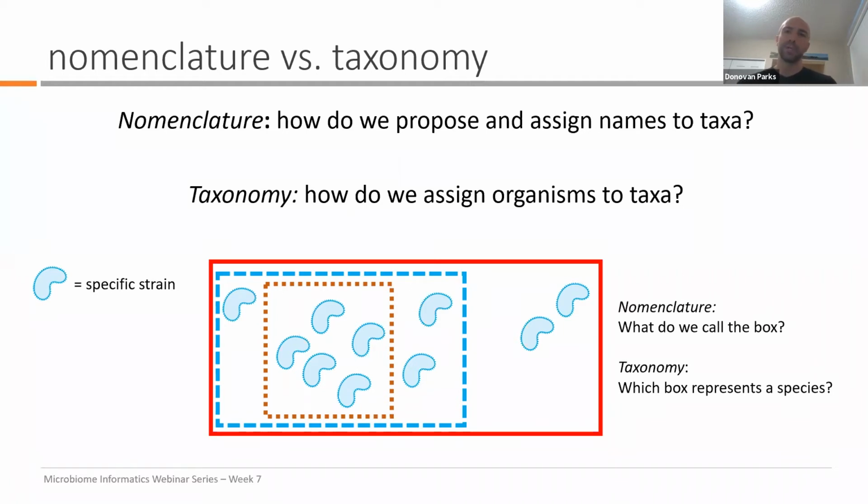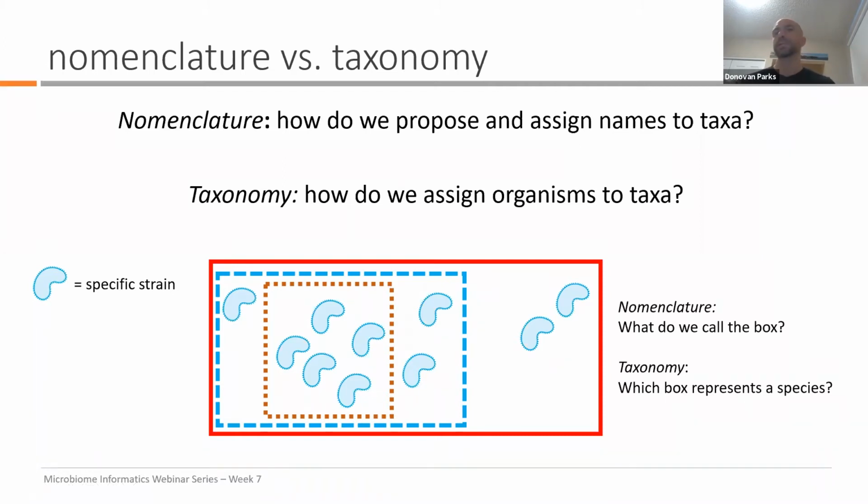So what I'm showing you here is 10 different strains shown by these little cartoon bacteria. And these boxes are different ways in which we might decide that these strains belong to a species. So you can imagine we might decide that these 5 strains are a species, or we might decide that these 8 strains are a species, or that actually all 10 of these strains are a species. So that is the question of taxonomy. How do we decide how to draw this box? Which strains do we want to say belong to a species?